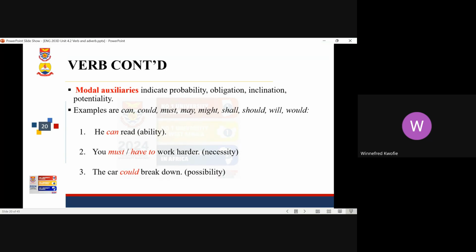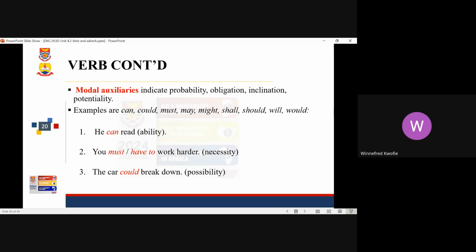So he can read, it's indicating ability. You can leave. I say you can leave. You realize that here it is not about ability, but about giving permission. But we are using the same word, can. That's why I said that the context helps us to know whether the modal expression used there is indicating ability, obligation, possibility, permission, or what have you.